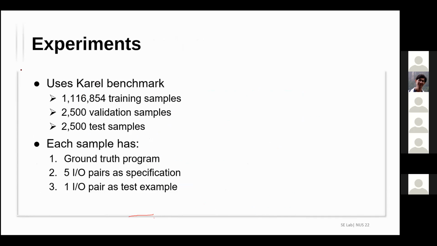Yeah. So in terms of the experiment, they use the Karel benchmark, which is the same thing. It's a grid, with the input and output. So for each sample in this benchmark, there is a ground truth program, which is the P star. And then I have 5 input-output pairs as the specification and 1 input-output pair for a test. So this is the hidden test case, to make sure that nothing like an if-else statement program will pass through.